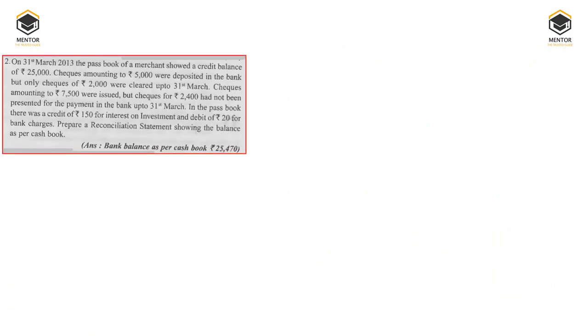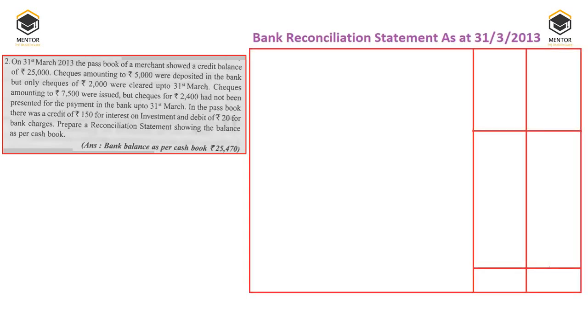Now, if you see this question, I will read while working on the problem itself. First, we'll take up the format. Then, first, what we have been given: the bank balance, the passbook of a merchant shows a credit balance. Credit balance in the passbook means a favorable balance. So the bank balance as per passbook is 25,000.